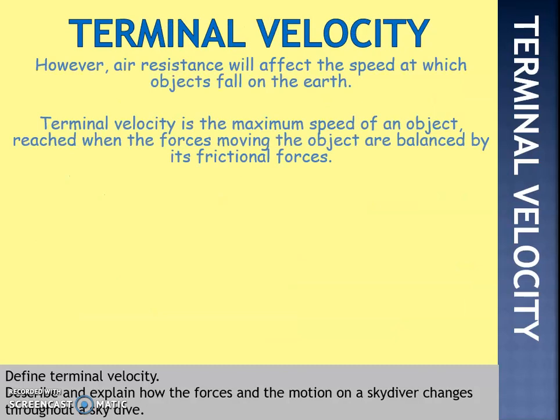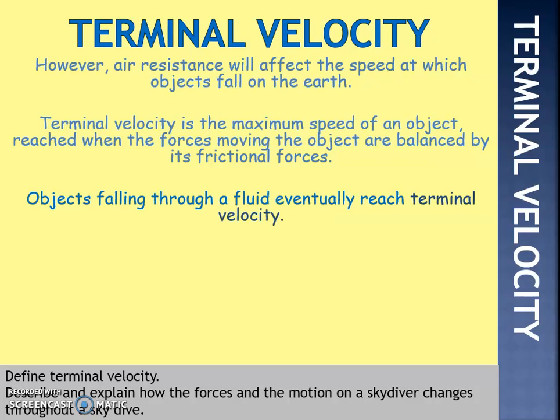Now, terminal velocity is the maximum speed of an object reached when the forces moving the object are balanced by frictional forces. Because we don't live in an area where there is no air resistance, it will affect the speed at which objects fall on the Earth. When we're talking about it falling at an acceleration of 10 meters per second squared, that's without any frictional forces.